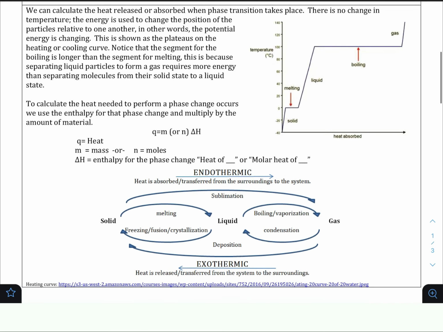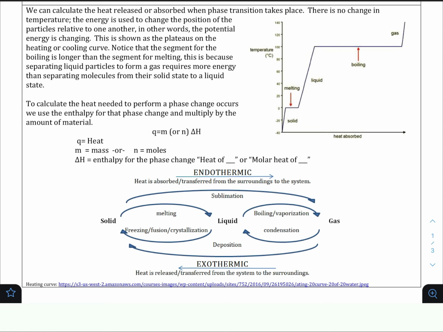If we're going from left to right, that makes it endothermic because we're absorbing heat. If we are going the opposite direction, that would make it exothermic because we are releasing heat, or giving heat up. Along with this graph, we have to be comfortable with these terms. Going from a solid to a liquid is melting, liquid to a gas is boiling or vaporization. In the other direction, gas to liquid is condensation, liquid to solid is freezing, fusion, or crystallization.